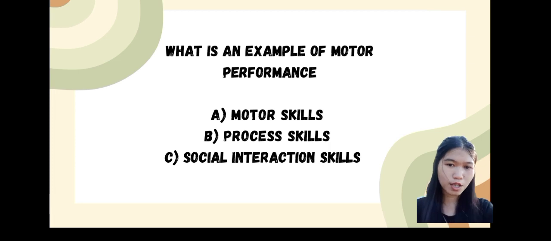Letter B is process skills. Process skills refers to the skilled use of body functions and structures to carry out a task. Examples include selecting and interacting with tools and objects, sequencing steps, staying on task, asking questions, and modifying performance when encountering problems. And last is social interaction skills.